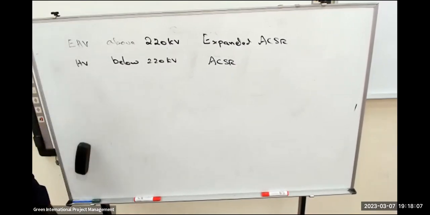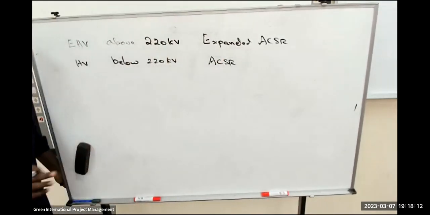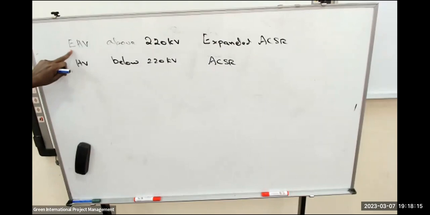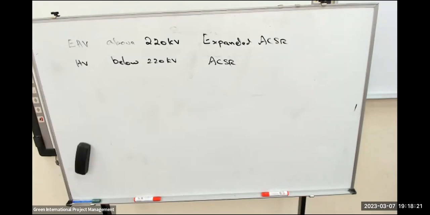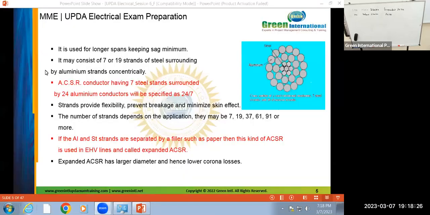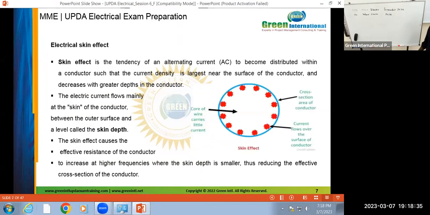So from the exam point of view, where is the ACSR conductor used and where is the expanded ACSR conductor used, that we need to remember. That is EHV. That information we need to remember. And in the transmission systems, we have three important losses or effects: the skin effect, the proximity effect, and corona loss.